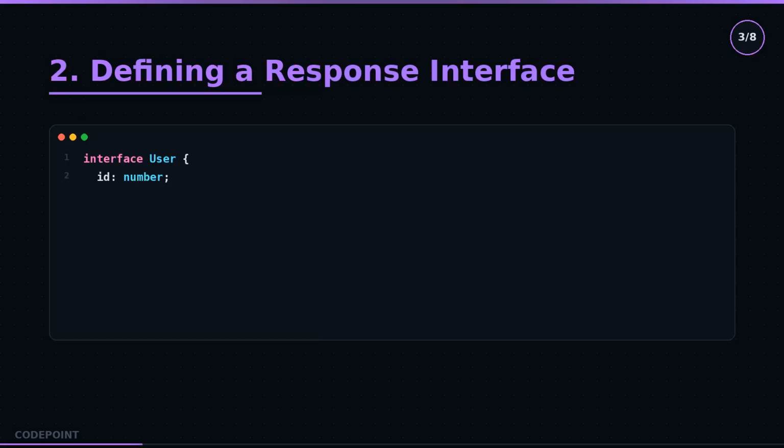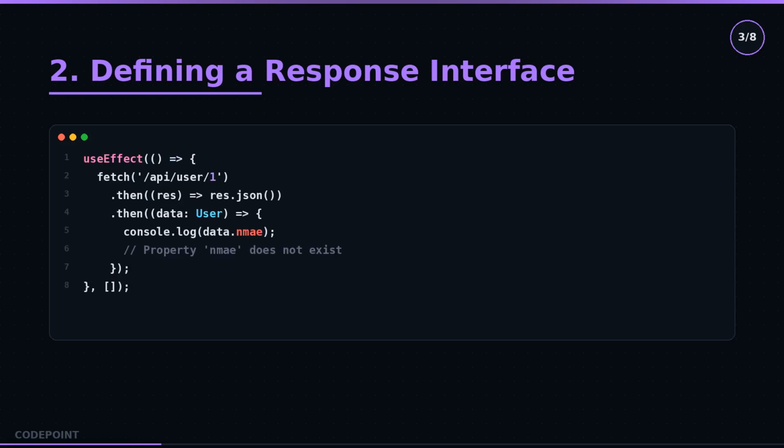2. Defining a response interface. Step 1. Describe the shape of the real response. interface User, id number, name string, email string. Step 2. Tell TypeScript what fetch is actually returning. useEffect, fetch /api/user/1, then res.json, then data as User, console.log data.nma. Error: Property nma does not exist on type User. By annotating the resolved value as User, TypeScript now checks every property access against that shape. The same typo that slipped through before is caught instantly.